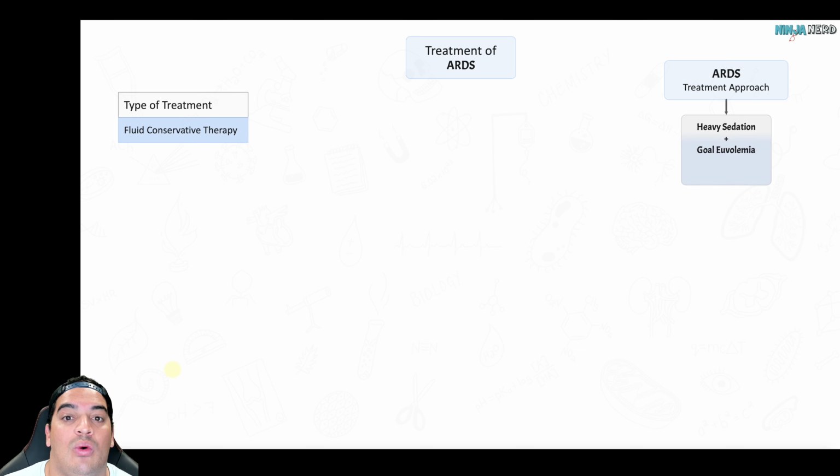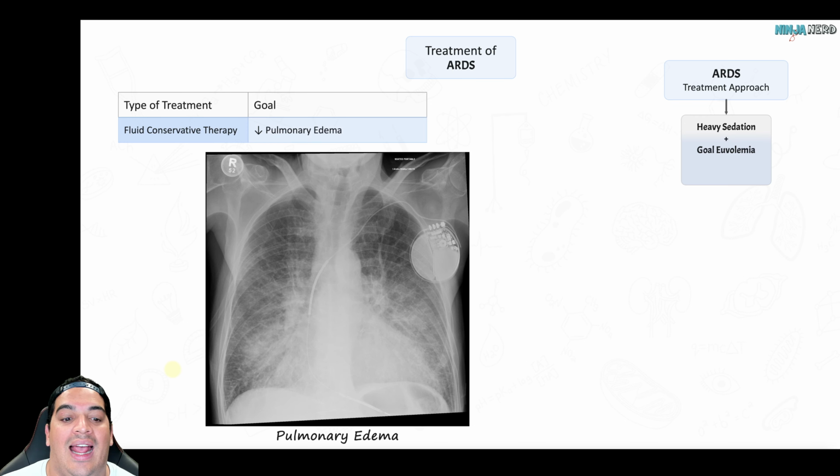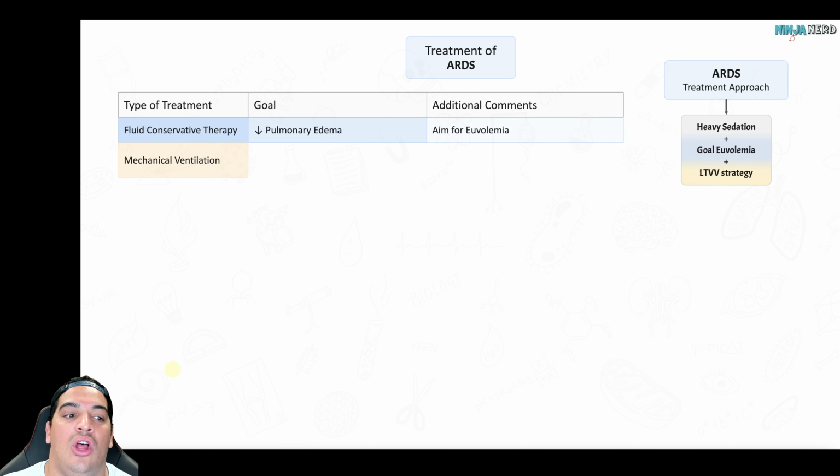You also want to avoid them getting fluid overloaded. So you want to keep a normal volume status because you don't want to worsen any edema within those alveoli. And the last thing that you want to do here is that you really want to aim for what we call low tidal volume ventilation. This is important because we want to make sure that the tidal volumes that they're taking, based upon studies, are less than 6 cc's per kilogram of ideal body weight.